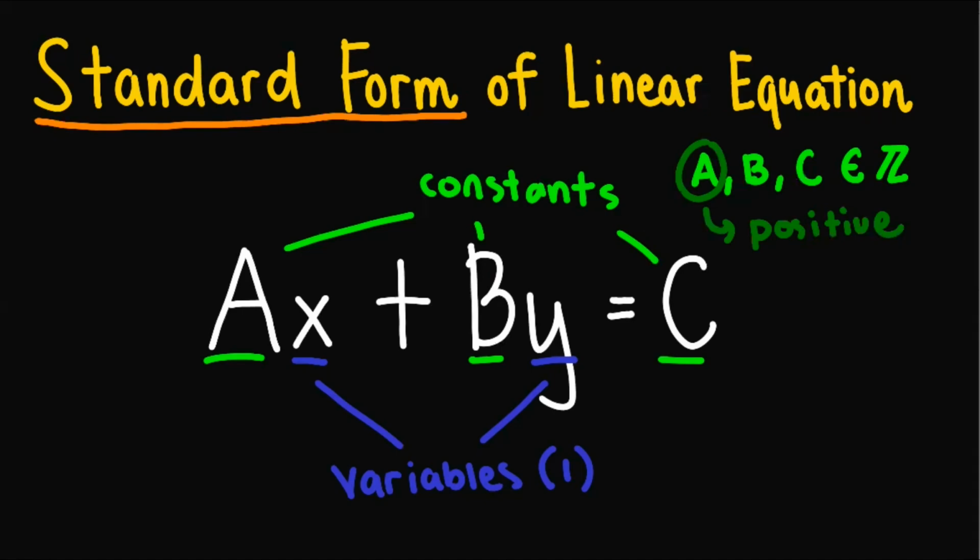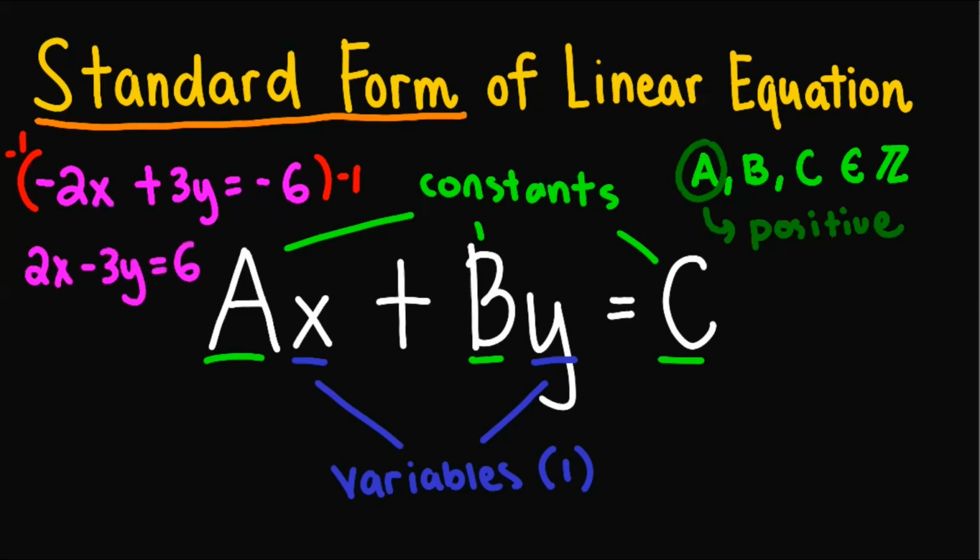In fact, if it is negative, say if we have negative 2x plus 3y equals negative 6, this fits the form of a linear equation, but it is not standard since the coefficient of x out here is negative. So what we do is simply multiply negative 1 on both sides. By doing that, we'll obtain 2x minus 3y equals 6. So this one is already in standard form. This is, again, the standard form of a linear equation. And from here, we can actually derive different forms of linear equation. That is something that we'll be discussing in depth in future videos.